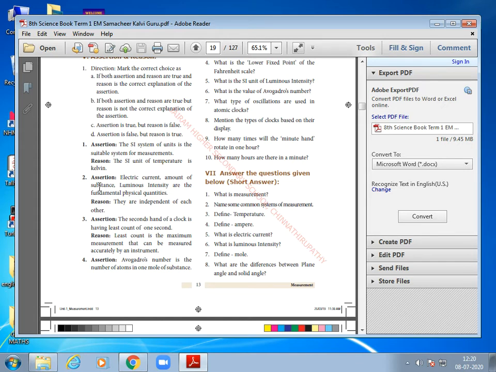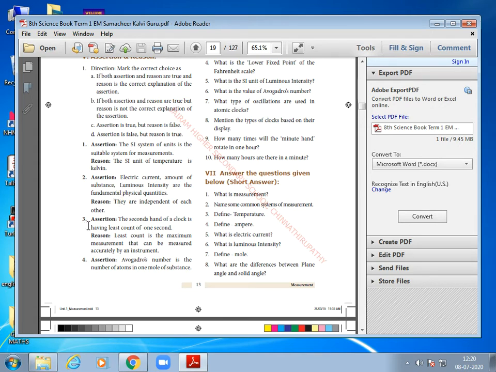Okay, next, second question. The first question's answer is B. Its reason should be: the SI system of units is used because it has the same value everywhere. Okay, next is the second question. Assertion: electric current, amount of substance, luminous intensity are the fundamental physical quantities. Reason: they are independent of each other. Answer is A: both assertion and reason are true and the reason is the correct explanation for the assertion. Both are true.